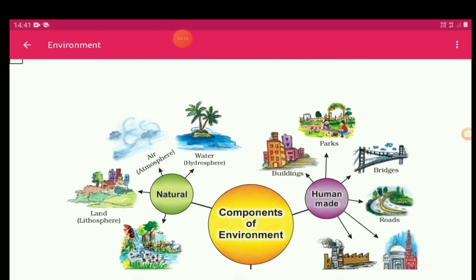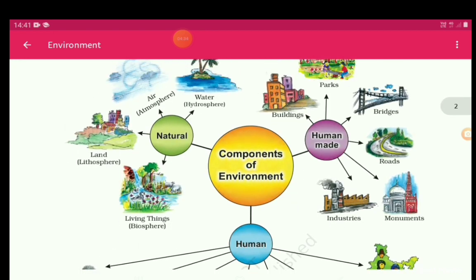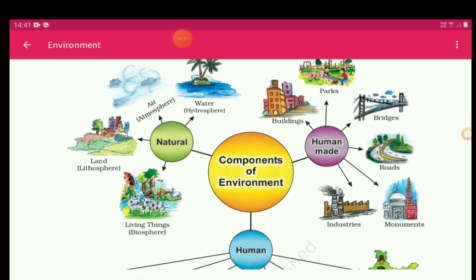Atmosphere. We all know about atmosphere. It is divided into 5 layers. What are the 5 layers? Troposphere, stratosphere, mesosphere, thermosphere, exosphere. And what are the human-made environments?